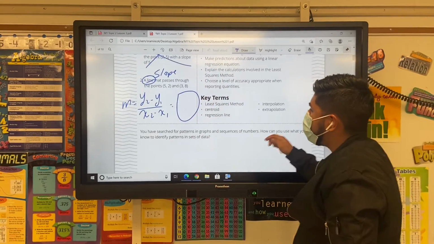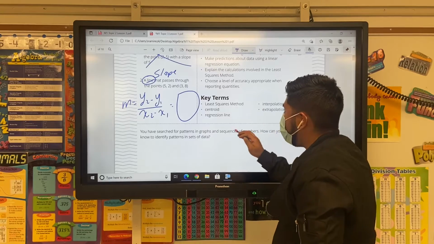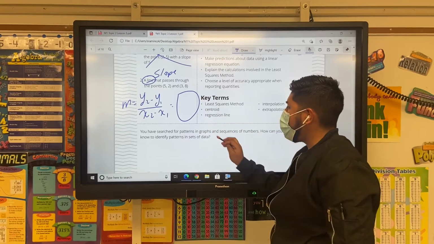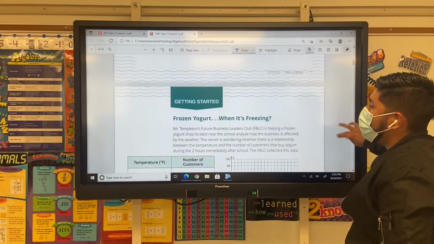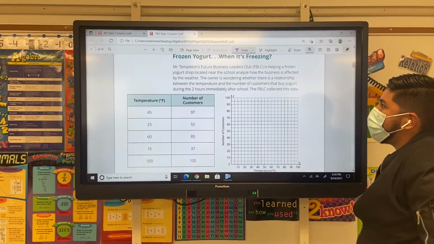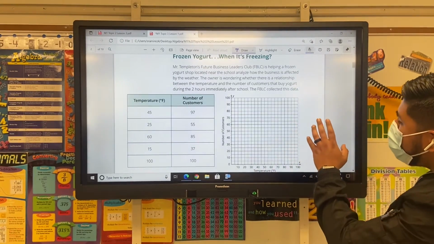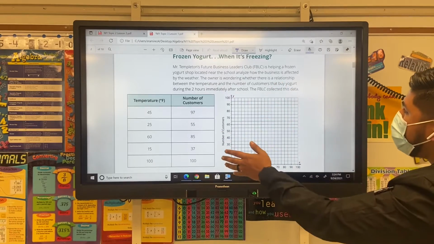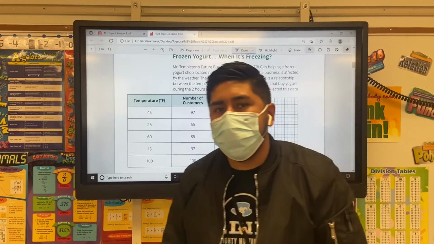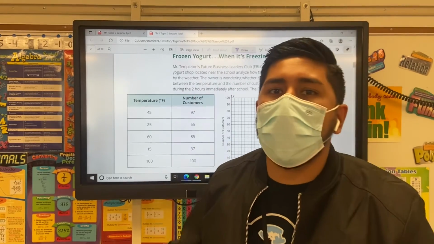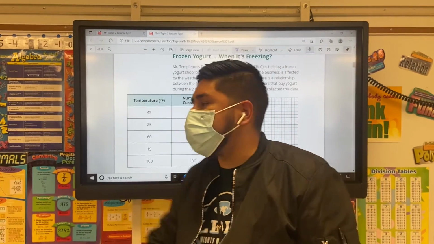Key terms, not going to talk about any of these except maybe regression line, but we'll talk about that when it comes around. Okay, the getting started. Not going to read the full passage. I'm just going to talk about this being a correlation. This is something that we need to figure out if there's something of a commonality to make predictions.